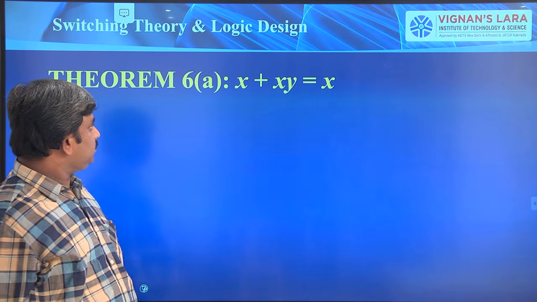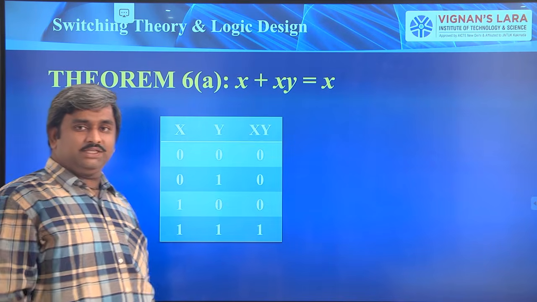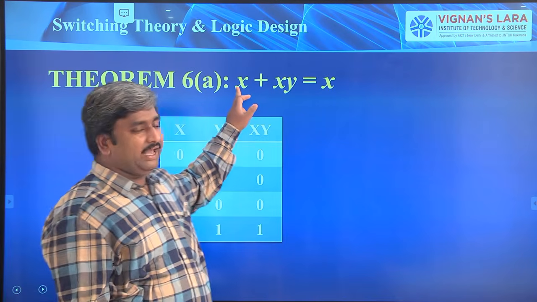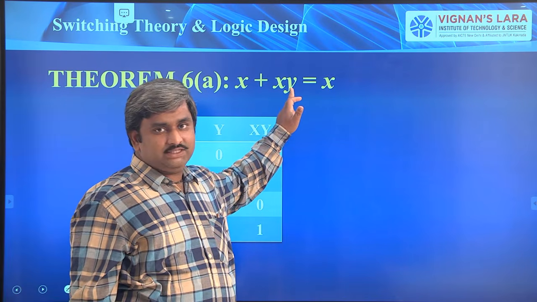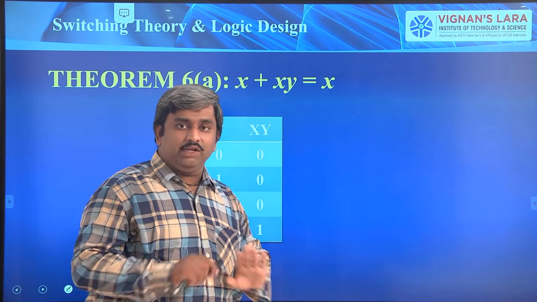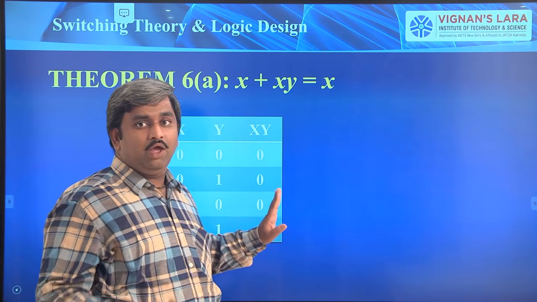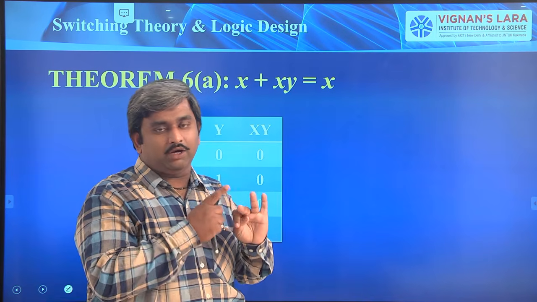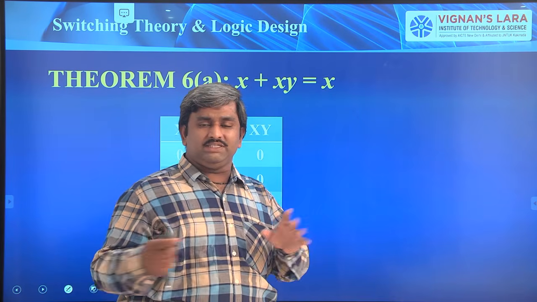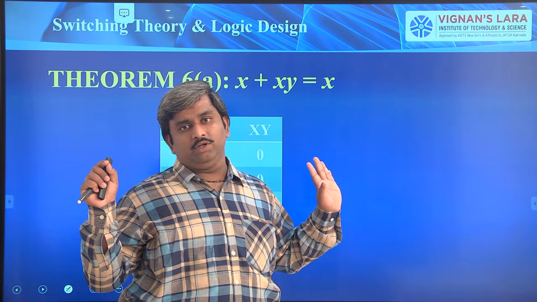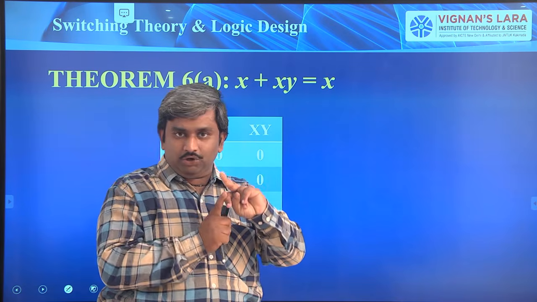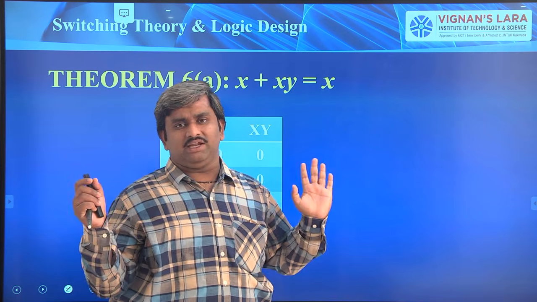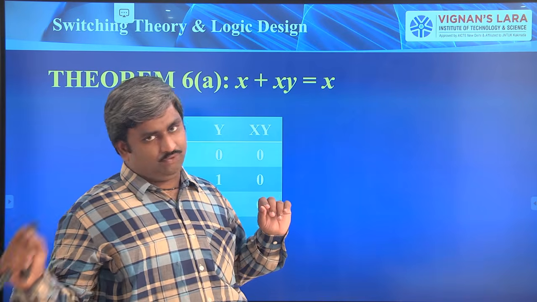Next, the theorem 6a we can prove by using another method. x is nothing but a binary signal, y is nothing but a binary signal. In our digital subject, or in our STLD subject, wherever a variable is taken, we can represent it using x, y or z, or L, M, N, or A, B, C, whatever it may be. All the variables have only two forms, either 0 or 1. Any binary signal we can represent using zeros and ones.